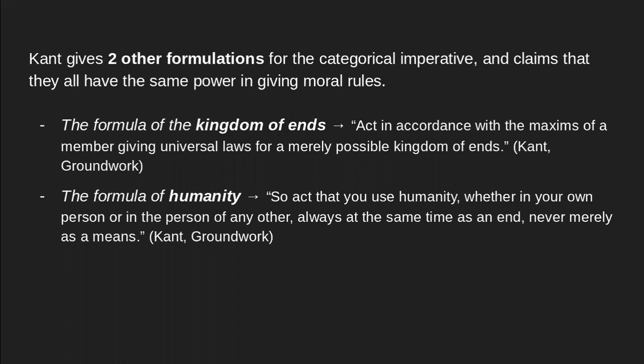From this point on, we will discuss two more formulations that Kant introduces, having equivalent value to the first formulation of the categorical imperative. He names these two other formulations the formula of the kingdom of ends and the formula of humanity. So let's look at the formula of the kingdom of ends and see how Kant formulates it. It says: act in accordance with the maxims of a member giving universal laws for a merely possible kingdom of ends. Again, not very familiar wording for us, but I'll expand on what it means in the coming slides. Let me just look at the other formulation for the time being.